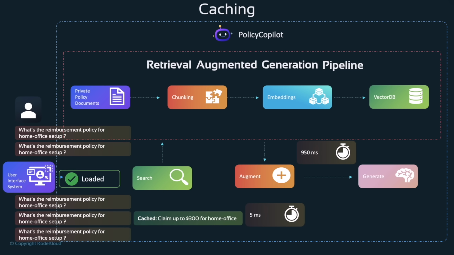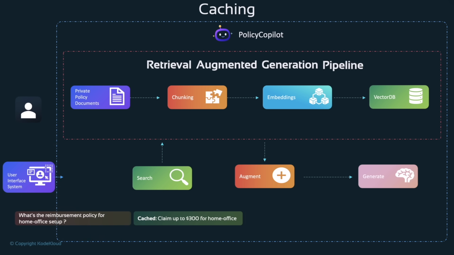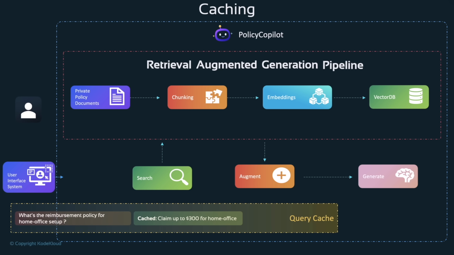We can cache at multiple levels: the embeddings, the search results, or even the final answers. So there are 4 main types of caching that we can implement in RAG systems, each solving a different performance bottleneck. Query cache is the simplest. We store complete question-answer pairs. When someone asks what's the remote work policy again, we return the exact same answer instantly. This works great for frequently asked questions.